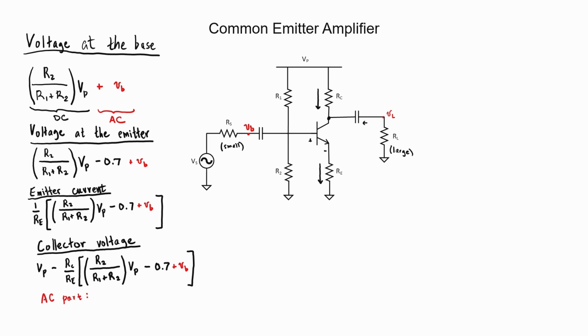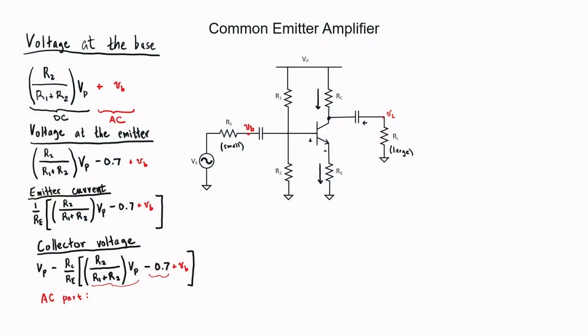Well, V sub P is a DC term. This is also a DC term. This is also a DC term. The only term that's left is V sub B times the ratio of those two resistors. So let's just write it down. We now have an expression for the gain. The gain of this circuit, if we have a small source impedance and we have a large load, is just the ratio of the collector resistor to the emitter resistor. It's negative R sub C over R sub E.